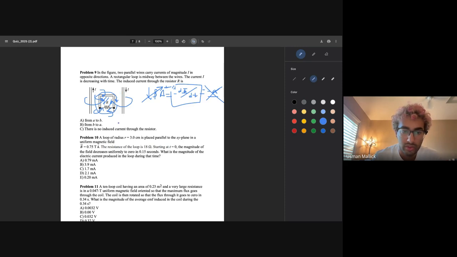So it will go from B to A through the resistor. It'll go from A to B through this wire, and from B to A through the resistor. The induced current through the resistor R is from B to A. So you would do that.